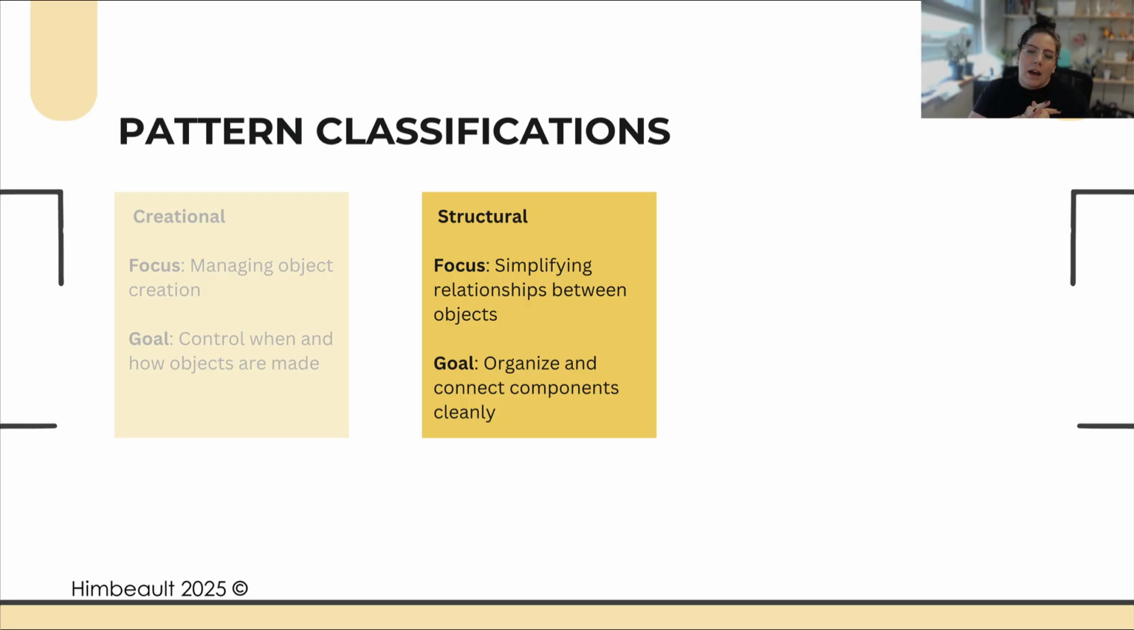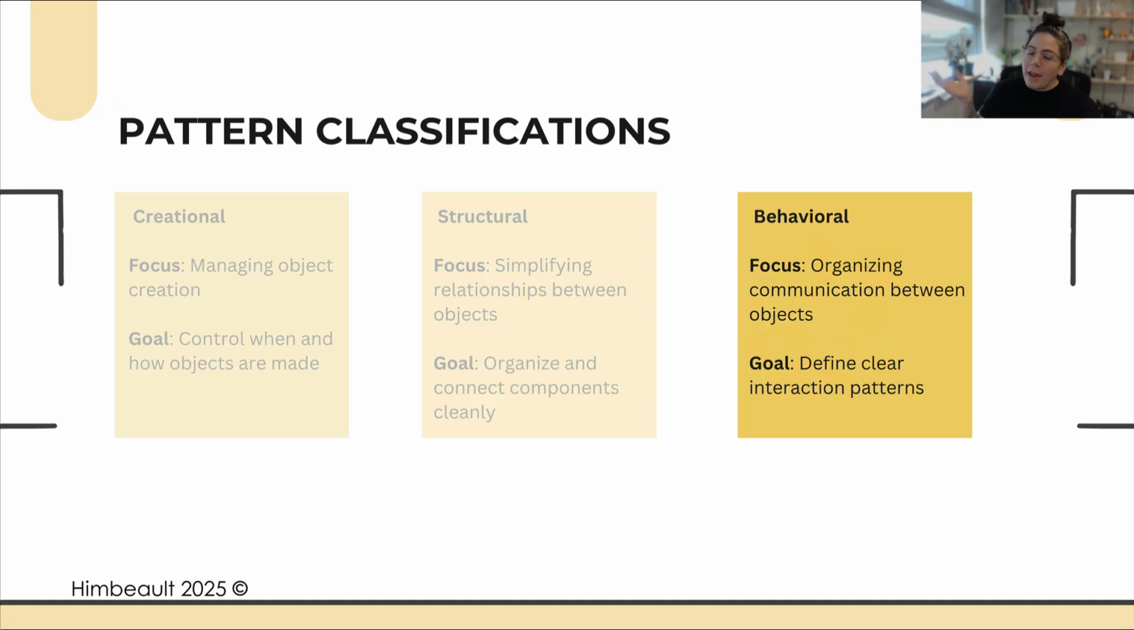The next pattern classification is structural. This is when we are looking to basically simplify our relationships between objects. So we're actually talking about how we're structuring all of our code as a whole, and if we have multiple objects talking to each other, how can we design our code in kind of a sustainable way? So this is about organizing and connecting components in a clean way. You can also think about this as coupling and cohesion, composition versus inheritance versus aggregation, the different ways of our code pieces interacting with each other within the space.